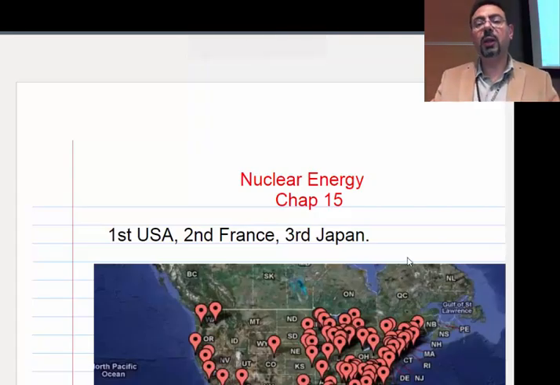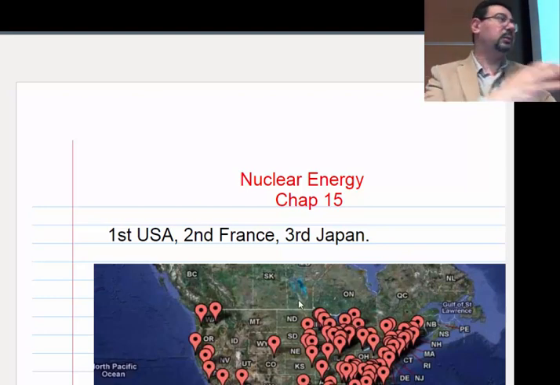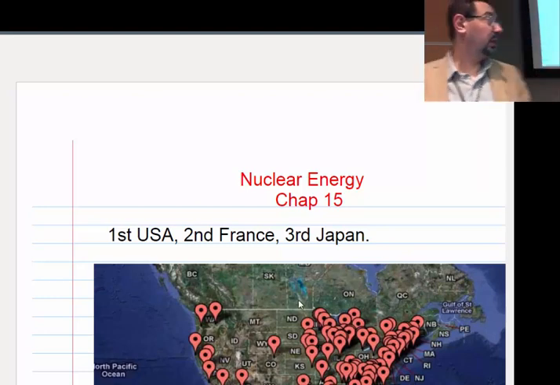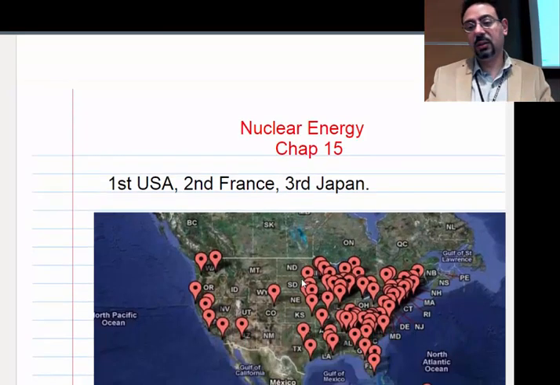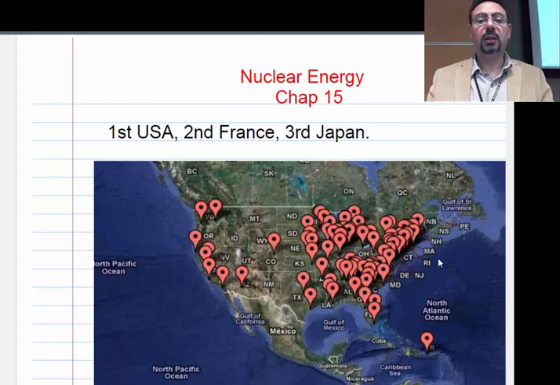Alright, we move to the next chapter. Next chapter is chapter 15. So we're gonna jump a little bit. We will come back, but I think that makes good flow of the material. Nuclear energy. Alright. Nuclear reactor in the USA.